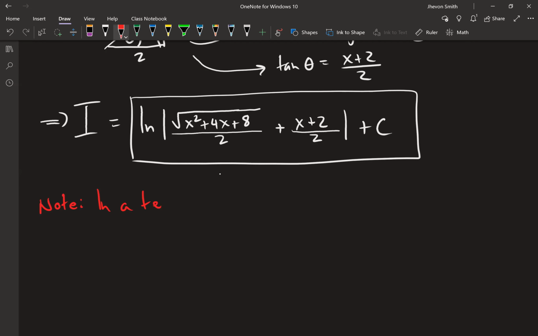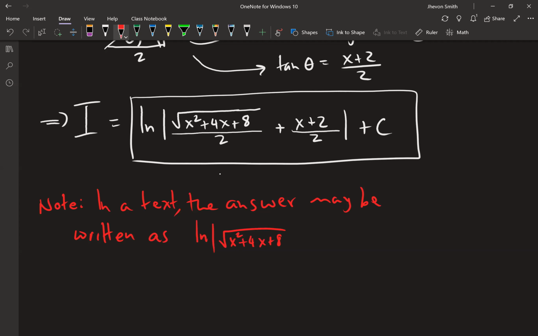In a text, the answer may be written differently. For something like this, I can tell you just by having seen a lot of textbooks, chances are they wouldn't write the answer to look like that. They would write the answer to look like this. And I want to know, does anyone see why that would be okay?